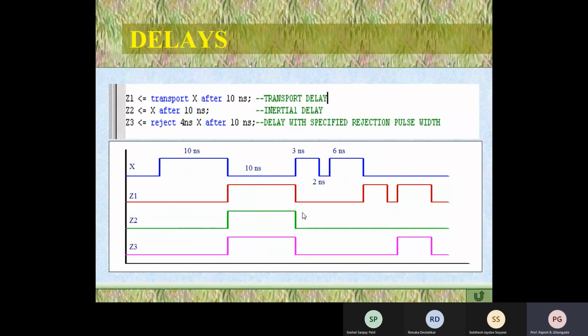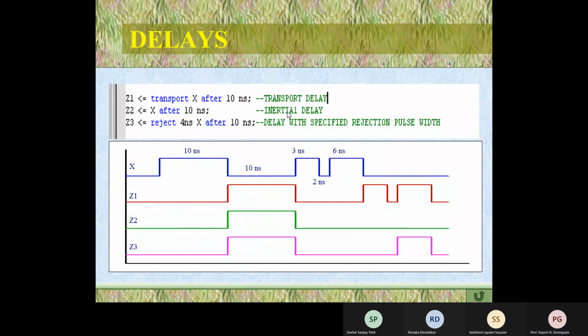We have already said that for inertial delay, the input signal should be stable for quite some time before you assign the value. Because this is not equal to or greater than 10 nanoseconds, these pulses are ignored. So this is a different type of delay. You can see the output mechanism is different.